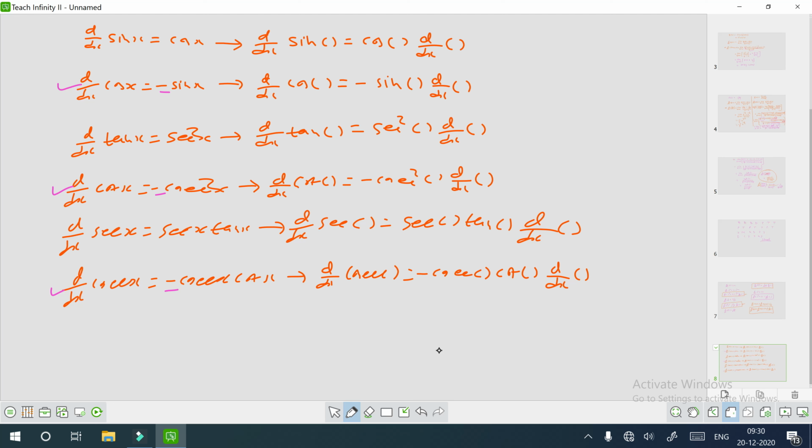Next, I would like to mention inverse trigonometric forms also. d by dx of sin inverse x is equal to 1 upon under root 1 minus x square. Right now we are writing. Learn it. How we get it, how we are going to apply it, that we are going to see later on.